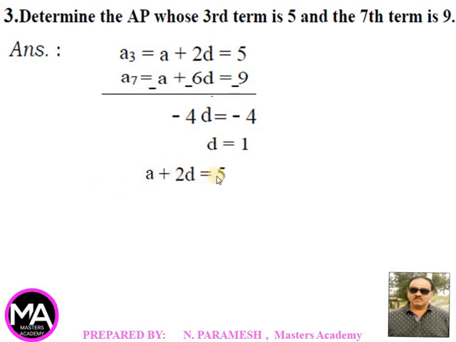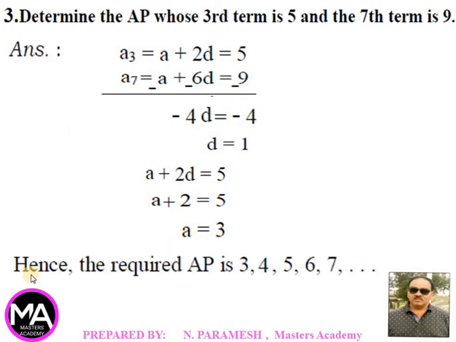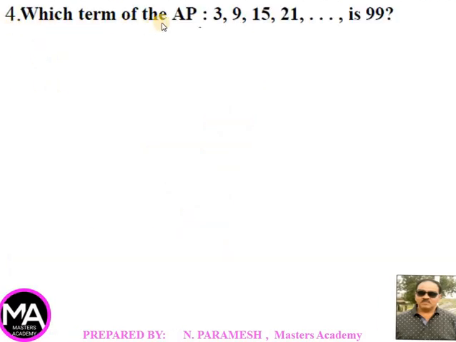a plus 2d is equal to 5. a plus 2 ones are 2 is equal to 5. a is equal to 5 minus 2 is equal to 3. Hence, the required arithmetic progression is 3, 3 plus 1 is 4, 3 plus 2 into 1 is 5, 3 plus 3 into 1 is 6, 7, and so on. Fourth question, which term of an AP 3, 9, 15, 21, and so on is 99?